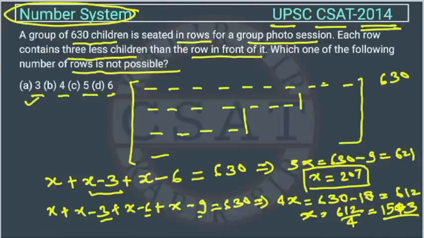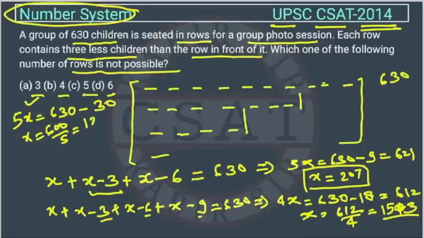Now let's check with option C, because we have to find which row number is not possible, so that's why we will check all. I am writing it directly now because I told you how we will approach. So this will be 5x equal to 630 minus how much? We have reached till 18, right? Next will be x minus 12, so this will be 30. So x will be 600 upon 5, which is 120, right? So this is also possible.